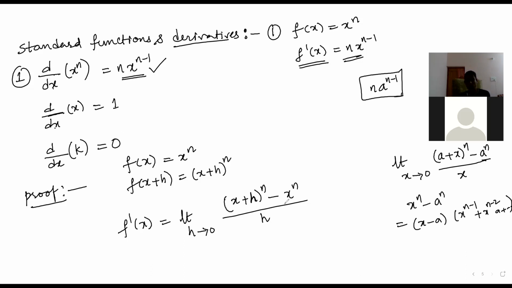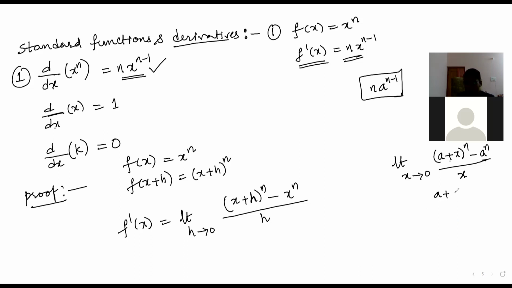Otherwise, another thing: n into x to the power of n minus 1. Here, what is this formula? As x is tending to 0, x to the power of n minus a to the power of n by x minus a. So what can we do here? Just a minute. You can use the direct formula or you can use a substitution.